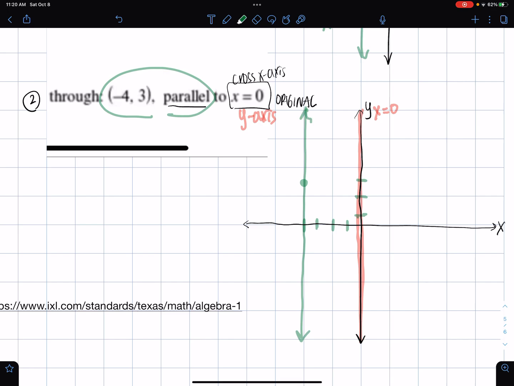And so this green line that I just drew that's parallel to this original line goes through the x-axis at -1, -2, -3, -4. So the parallel equation is x equals -4. And just a review on vocabulary, this is a vertical line, and the slope will be undefined.